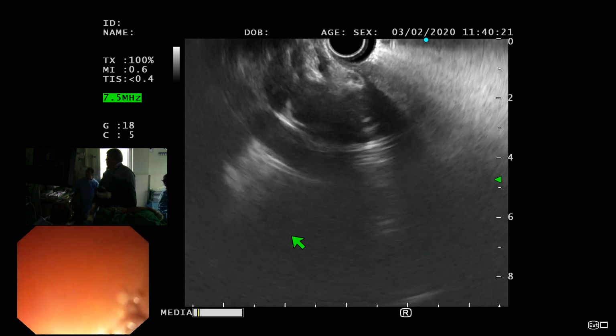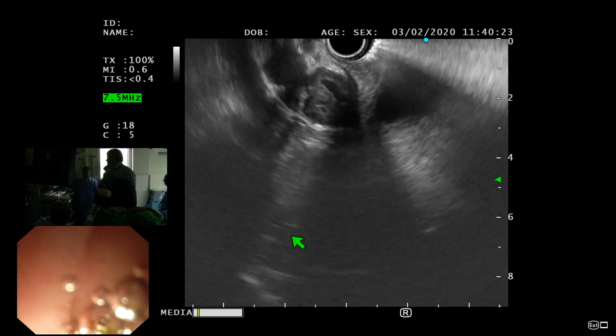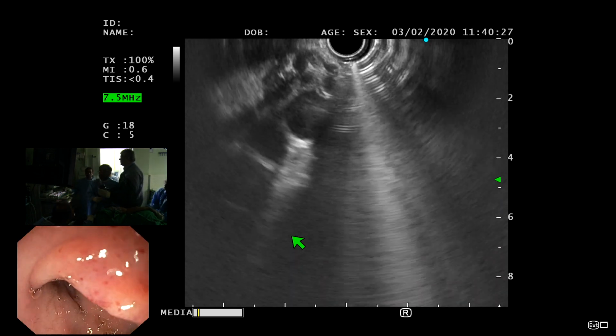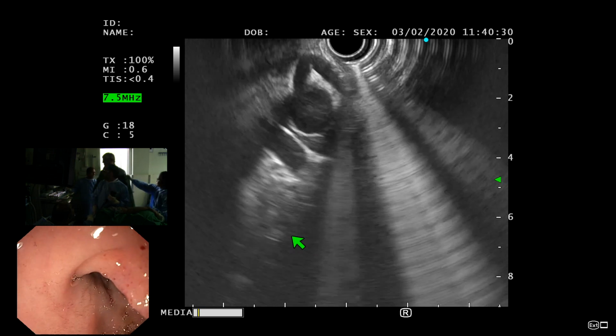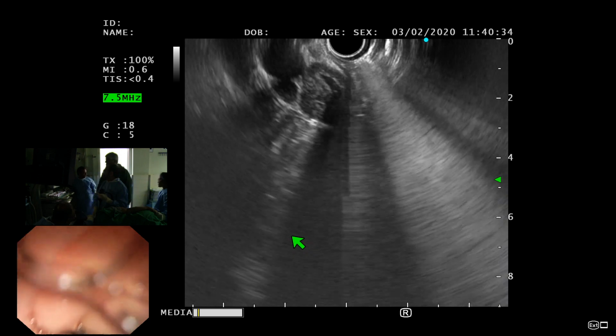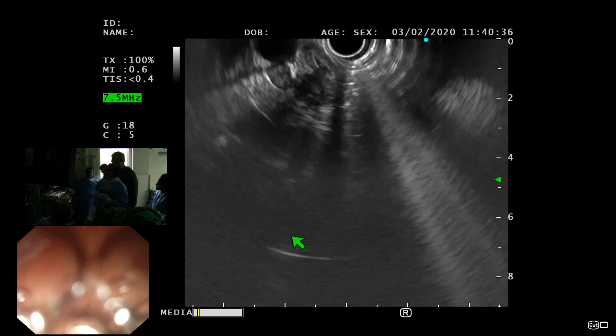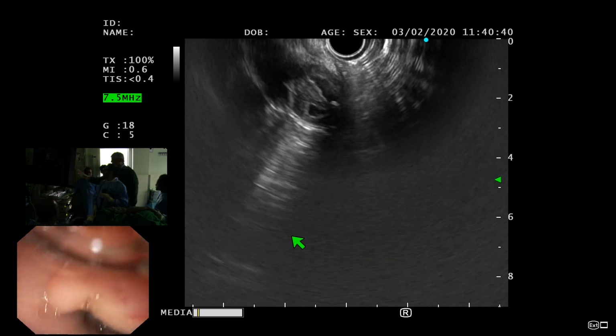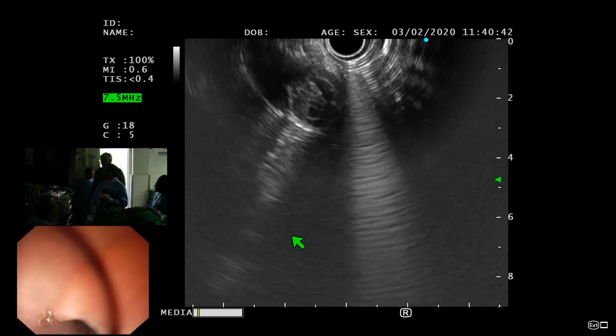There are some lymph nodes, but they are not of interest. So I'll ask Dr. Kashif. Sir, there is a comment from the audience: is the wall of the pancreatic duct also thickened? Marginally. What is the exact size of the pancreatic duct in the head? I don't think the pancreatic duct is more than 4 mm.